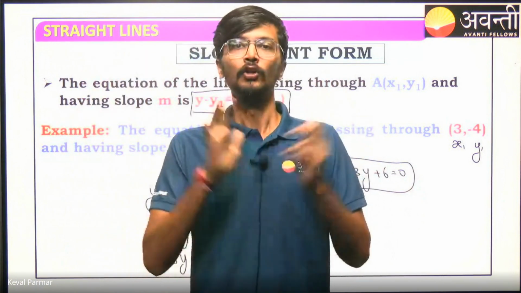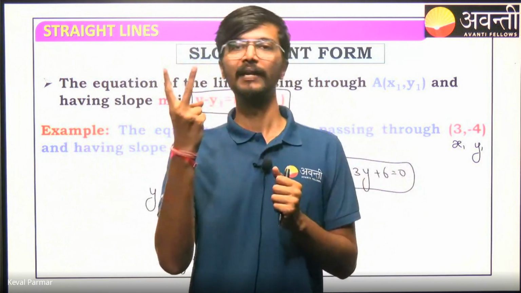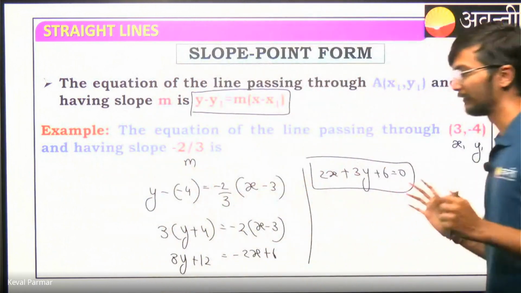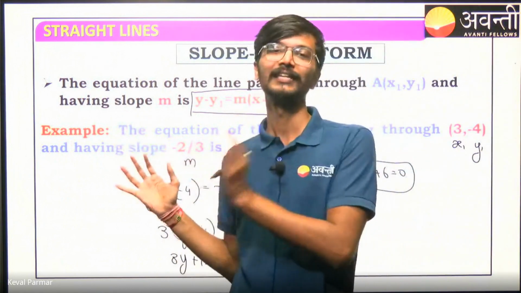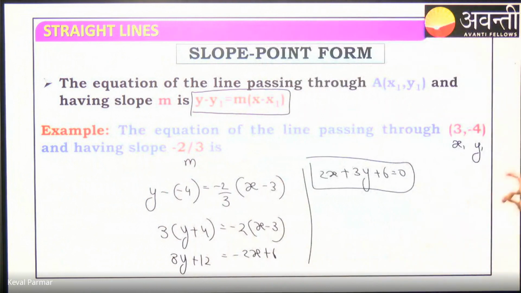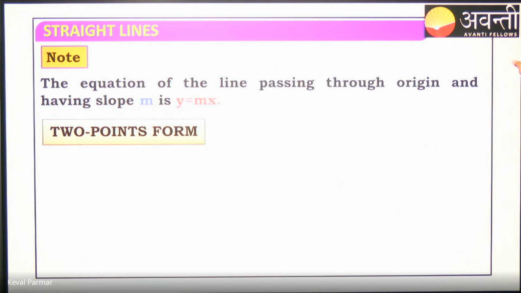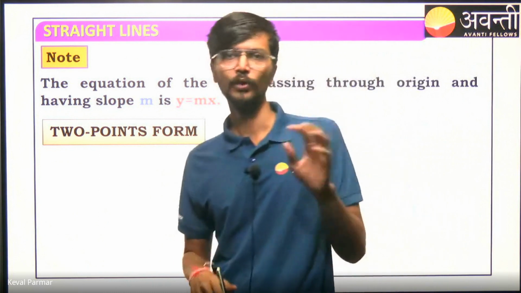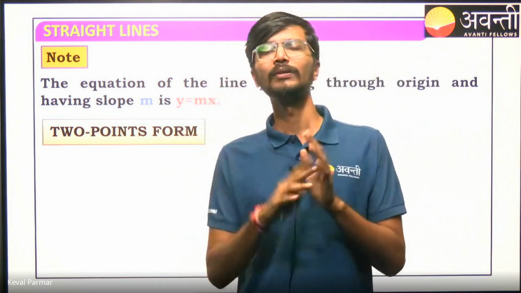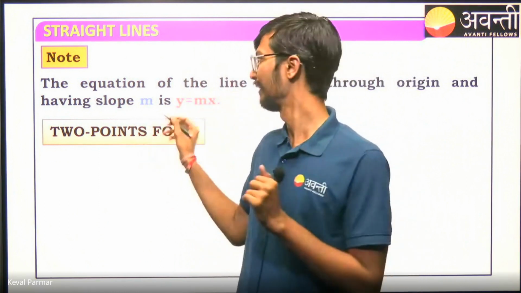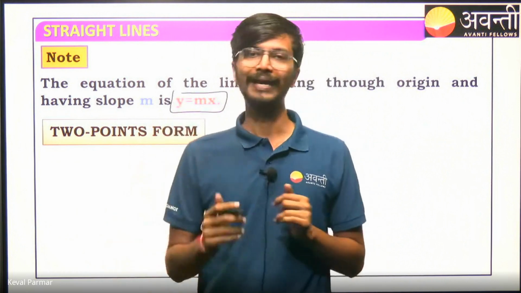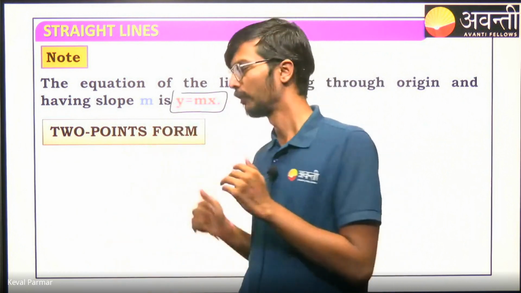Always keep in mind, to use the slope point form, we need slope and point. Obviously, such questions will not be asked even in NCERT. This is just for understanding how to apply the formula. Note that if a straight line passes through the origin, that means x1 and y1 are both 0 and 0. So if we put 0 and 0 in the slope point form, we'll get the equation as y equals mx. Let's look at another form, which is two-point form.